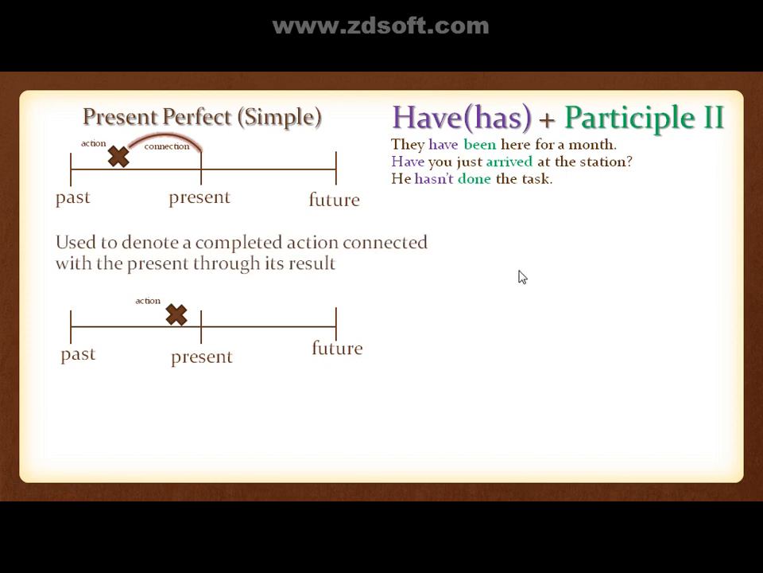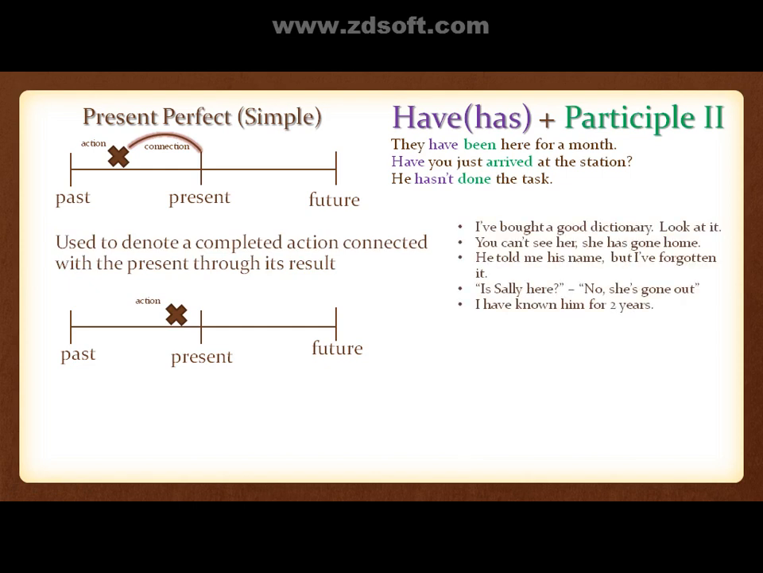We use the present perfect simple tense to express a completed action connected with the present through its result. In other words, an action finished in the past but it has its result on the present. I have bought a good dictionary. Look at it. What is the result here? Yeah, I possess this dictionary now.